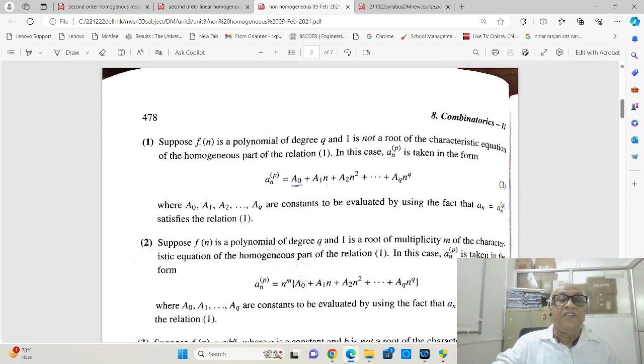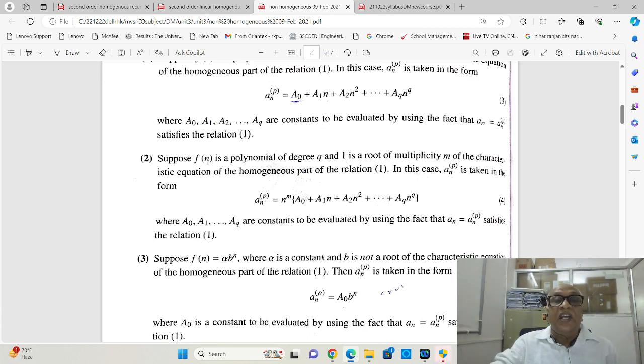The first case is, let us say, the function fn is a polynomial of degree q, and 1 is not a root of the characteristic equation. Then the particular solution will be given in the form a0 plus a1 n plus a2 n square plus up to aq n to the power q. If the function fn is a polynomial of degree q and 1 is a root of multiplicity m of the characteristic equation, then an p will be given as n to the power of m times (a0 plus a1 n plus a2 n square plus up to aq n to the power q).